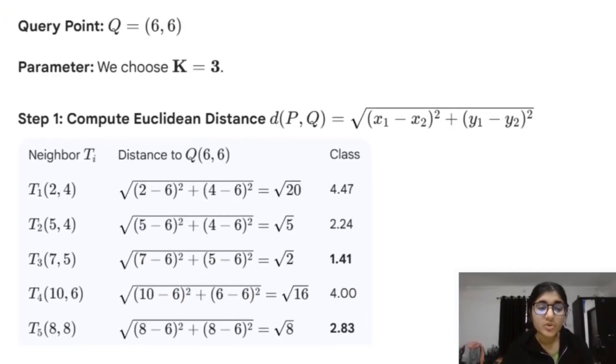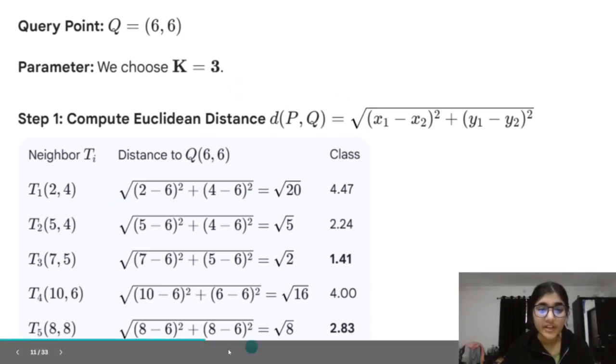Then the query point Q is equal to (6, 6). The parameter we have is k equals 3. We will compute the Euclidean distance using the formula square root of (x1 minus x2) whole squared plus (y1 minus y2) whole squared. We will put in the values of all the points and calculate the Euclidean distance for all the neighbors.